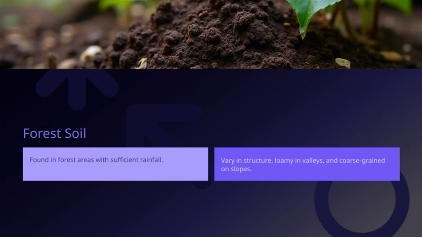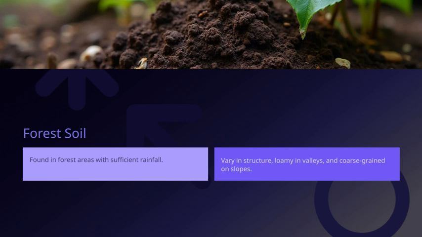When we look at forest soils, you'll notice they vary quite a bit in structure. In the valleys, for example, the soil tends to be loamy, which means it has a good balance of sand, silt, and clay, making it ideal for plant growth. On the other hand, on slopes, the soil is often coarser-grained, which affects how water drains and how roots penetrate.